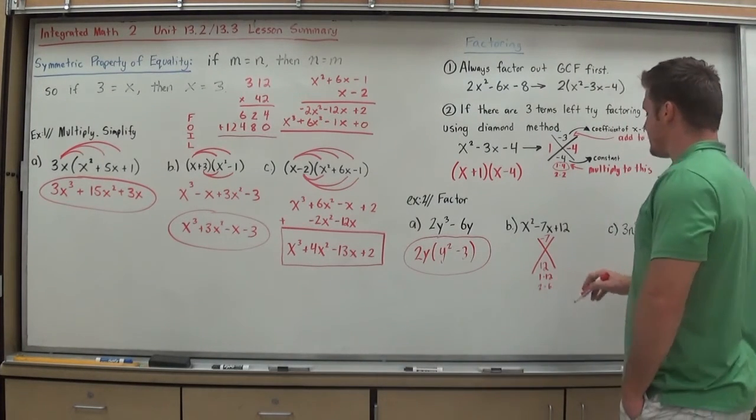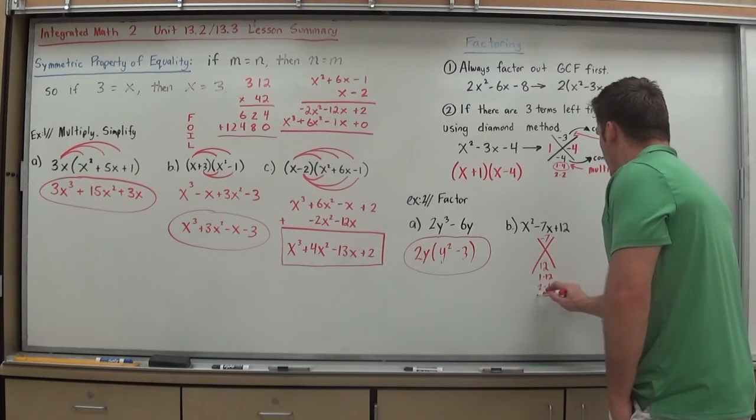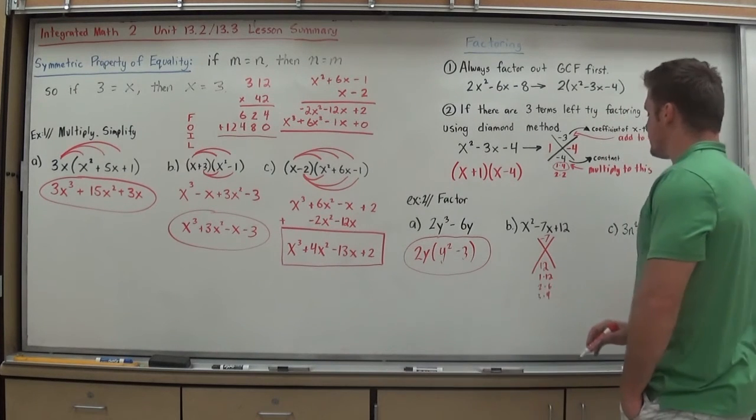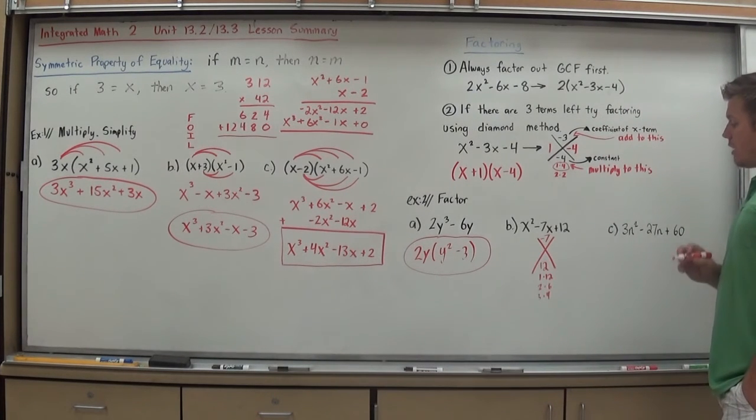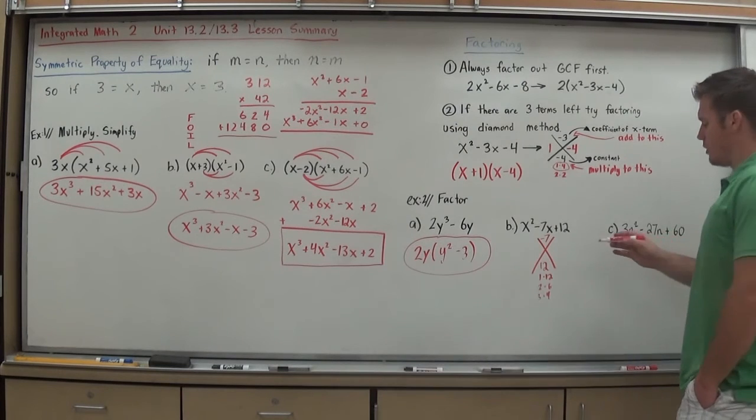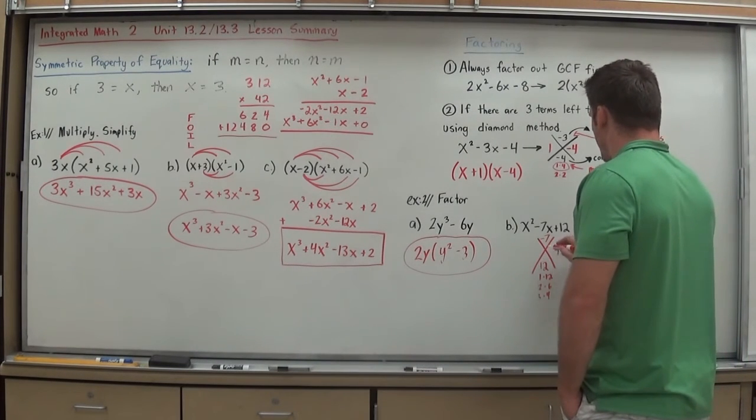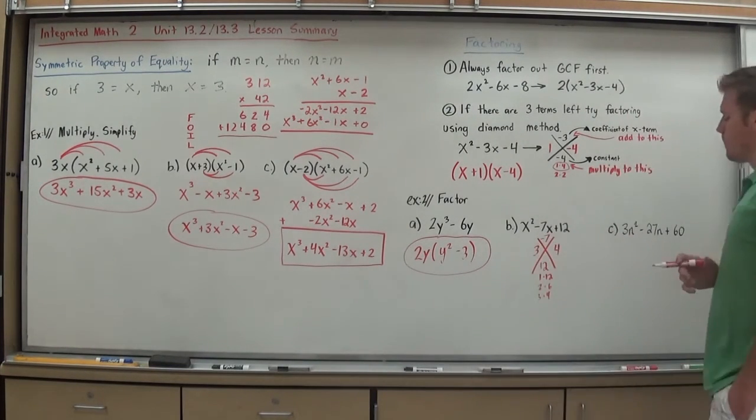2 and 6 adds to 8, subtracts to 4. That ain't going to work. 3 and 4 adds to 12. Oh, sorry, adds to 7, subtracts to 1. So that does become 7. So I found my numbers are 4 and 3.